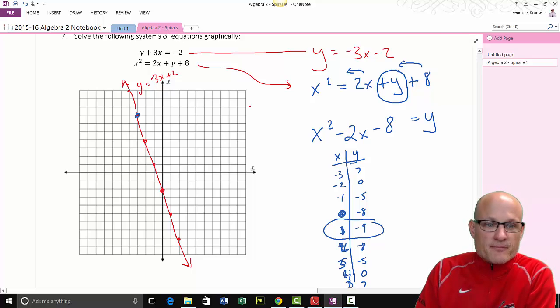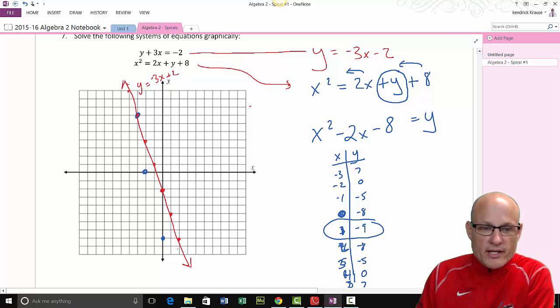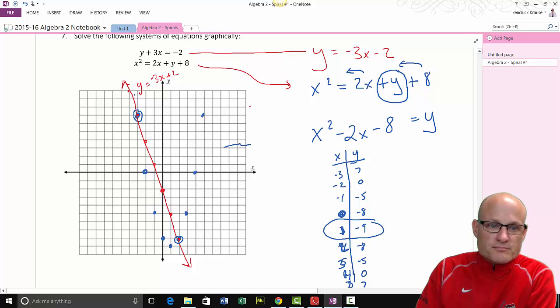Negative 3, 7. That's this point. Negative 2, 0. That's a brain fart. 0, negative 8. 1, negative 9. 2, negative 8. By the way, these are your two answers. I forgot negative 1, negative 5. That's right here. And then 3, negative 5 goes here. 4, 0, and 5, 7. And this is a parabola.